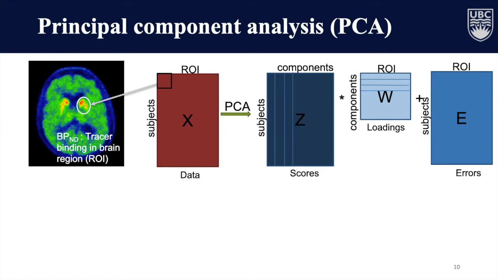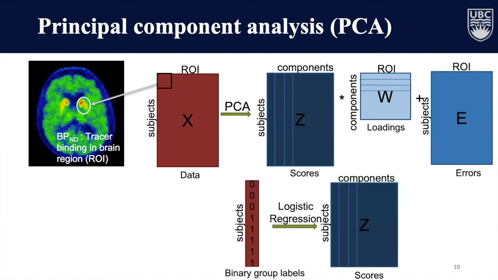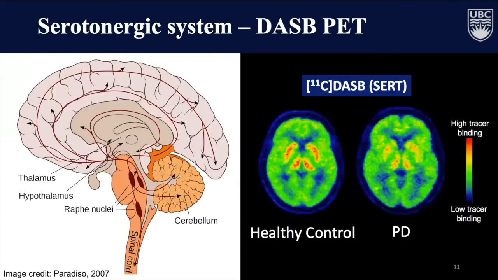And in our case, because we want to derive a disease-related pattern, we then used logistic regression using the PC scores to find a linear combination of the PC scores that can give us the best group discrimination. And here zero can be healthy controls, and one can be Parkinson's disease patients.